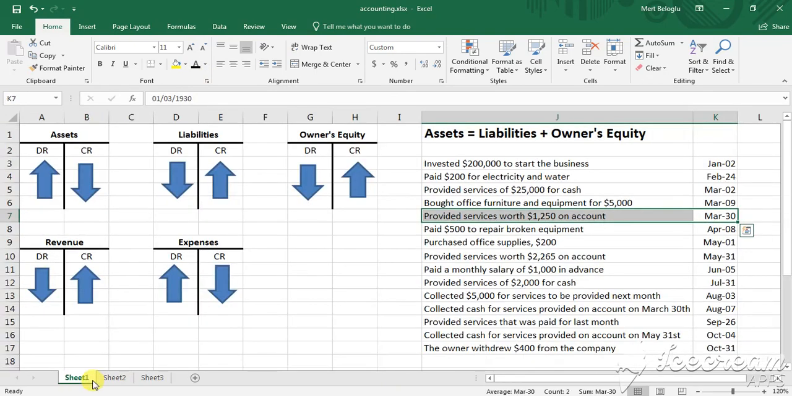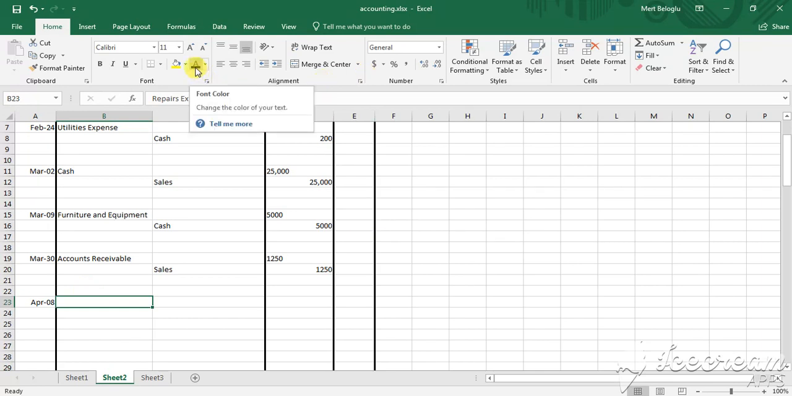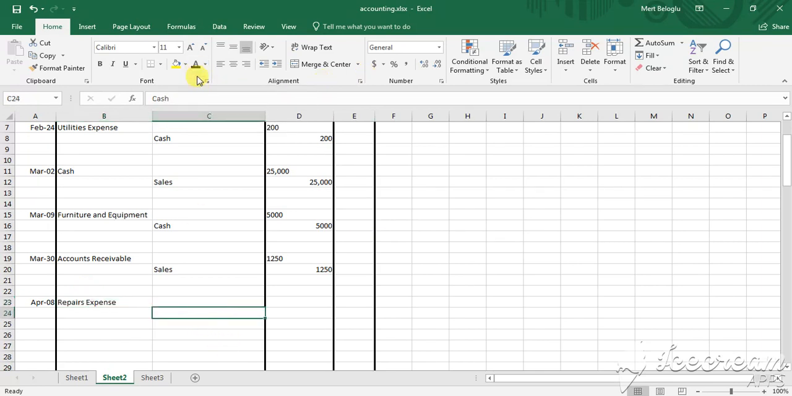Our next transaction is paid $500 to repair broken equipment on April 8th. So April 8th is our date, and then since we're making a payment, it can be classified as an expense. And since we are fixing the equipment, we can start a new account called repairs expense and credit cash by $500.